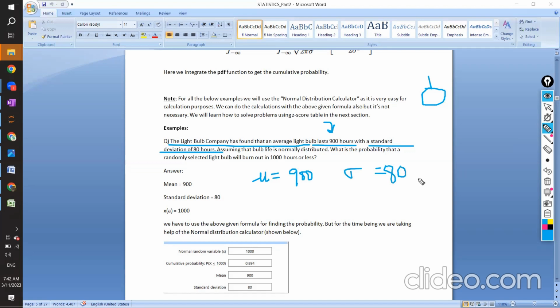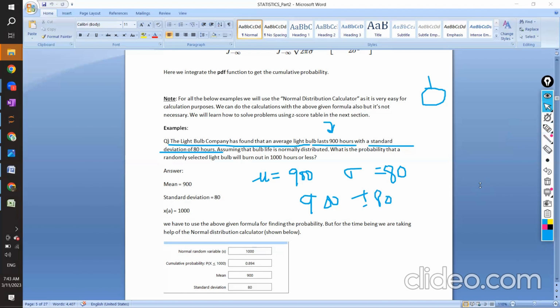Now what does this mean? Why is he giving standard deviation? He's saying average is 900, but he cannot be 100% sure, right? He has checked lots and lots of bulbs, the average time, how much they're burning. It's not that every bulb will burn for 900. Some will be greater than 900 or some will be less than 900, but average is 900. So average is 900 with a standard deviation of 80 means it will be 900 plus or minus 80, guys. That is the actual scenario.